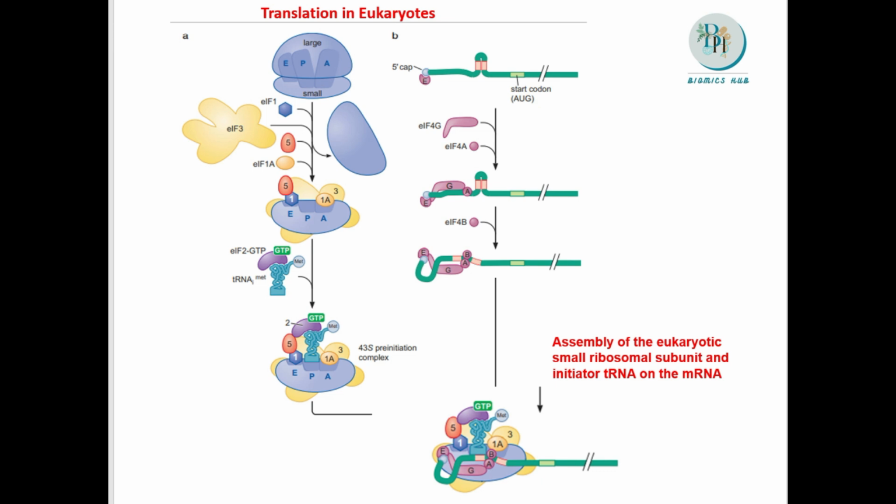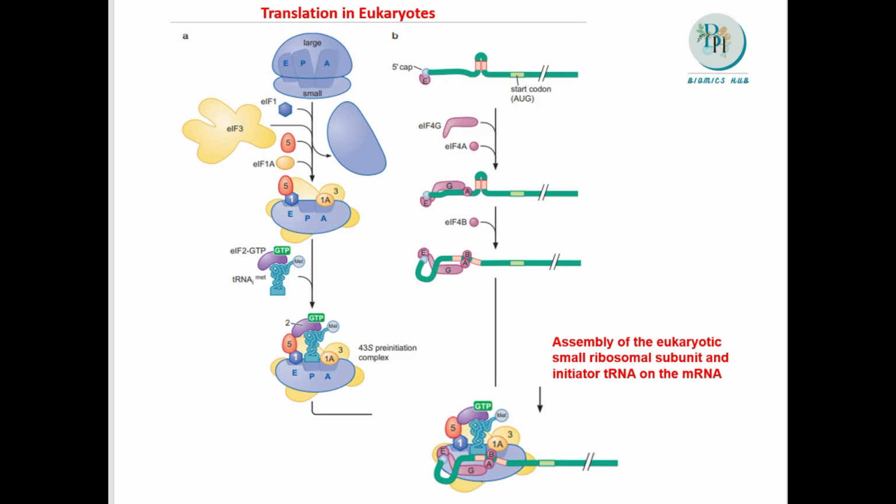Now, the next part is the ribosome. This ribosome has three sites. What are the three sites? A site, P site and E site. The A site is the aminoacylation site, the P site is the peptidyl site and the E site is the exit site. In this respect, eukaryotic translation and prokaryotic translation are similar.